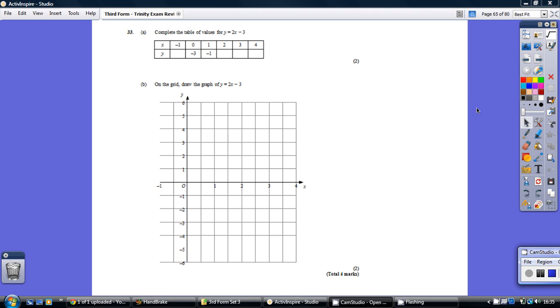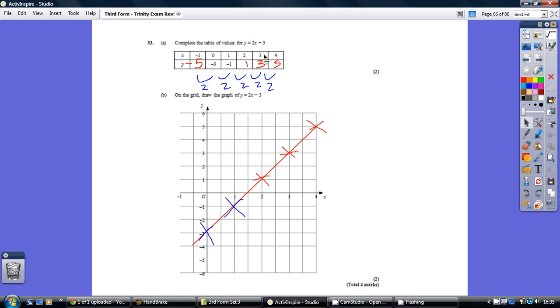Question 33, have a go. So the first thing to realise is that this is going to look like a straight line. We've got no squares involved. Y is just so many lots of x in a number, so this is just going to be a straight line. So I think the best thing to do here is just use A to answer B and vice versa.